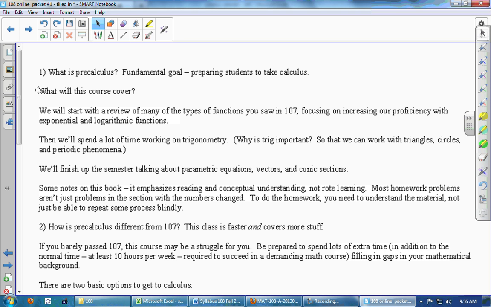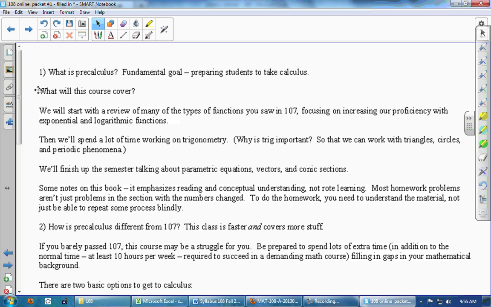Some notes on this book. It emphasizes reading and conceptual understanding, not rote learning. Most homework problems aren't just problems in the section with the numbers changed. To do the homework, you need to understand the material, not just be able to repeat some process blindly.